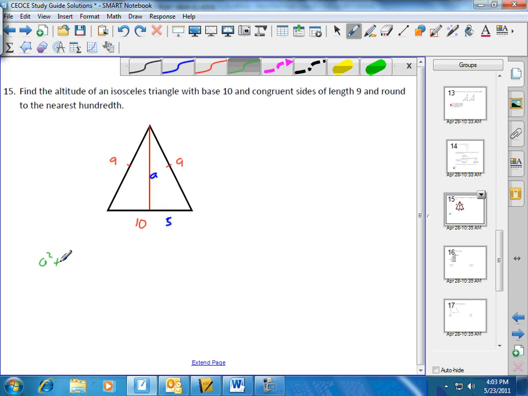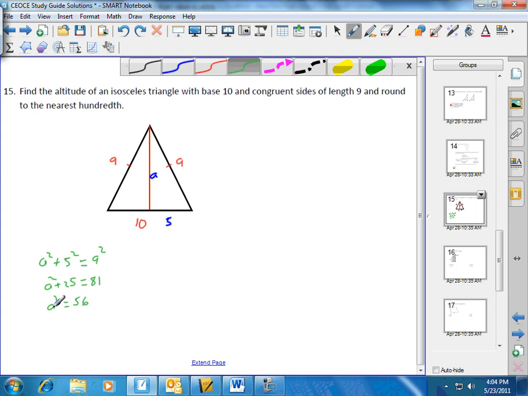A squared plus 5 squared is equal to 9 squared. The sum of the squares of the legs, added together, is equal to the square of the hypotenuse. So we're solving for A. A squared plus 25 is equal to 81. We're going to solve for A, so we need to get A by itself. So I'm going to subtract 25 on each side. So A squared is equal to, what, 56?